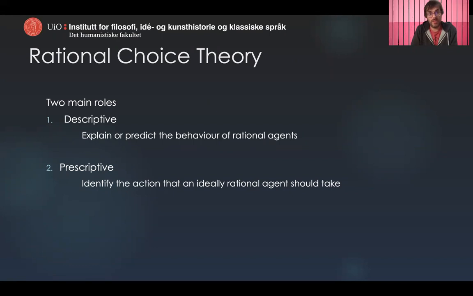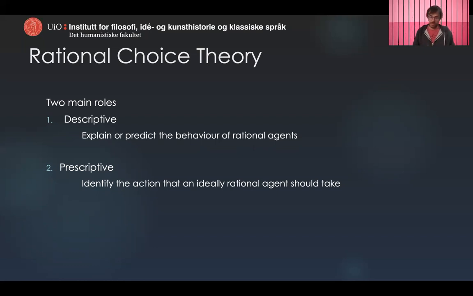It's a theory that has two main roles. On the one hand, a descriptive, and on the other hand, a prescriptive or normative role. So on the descriptive side, it tries to explain or predict the behavior of rational agents. So it tries to explain the behavior of agents who act rationally. The prescriptive side tries to identify the action that such an ideally rational agent should take. What should they do? What ought they to do?